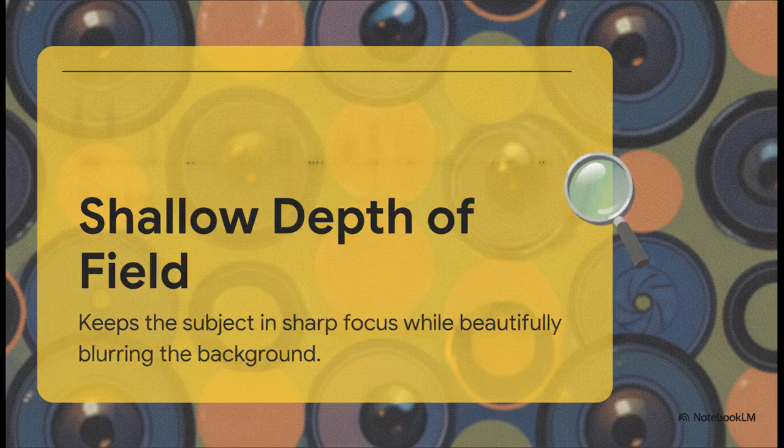Another incredibly powerful parameter is shallow depth of field. This is a photographic technique keeping the subject in sharp focus while the background is beautifully blurred. Left to its own devices, AI often defaults to having absolutely everything in perfect focus, from the subject right in front of the lens to the mountains 10 miles away, and that instantly makes it look artificial. Shallow depth of field perfectly separates your subject from the background, mimicking professional cinematography.